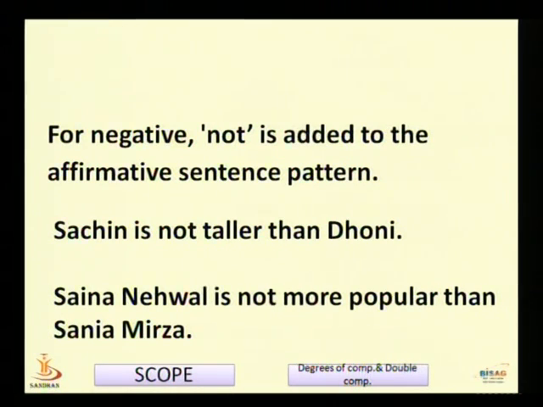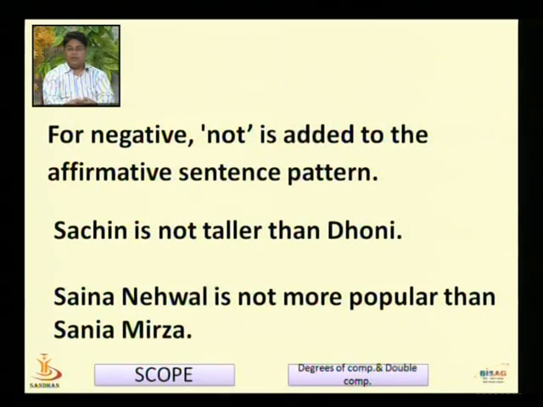For negative, not is added to the affirmative sentence pattern of comparative degree. Sachin is not taller than Dhoni. Saina Nehwal is not more popular than Sania Mirza. Yes. So there is a minor change in negative pattern. Only not is added to the affirmative sentence pattern. Sachin is not taller than Dhoni. So here not is added and the sentence becomes negative.